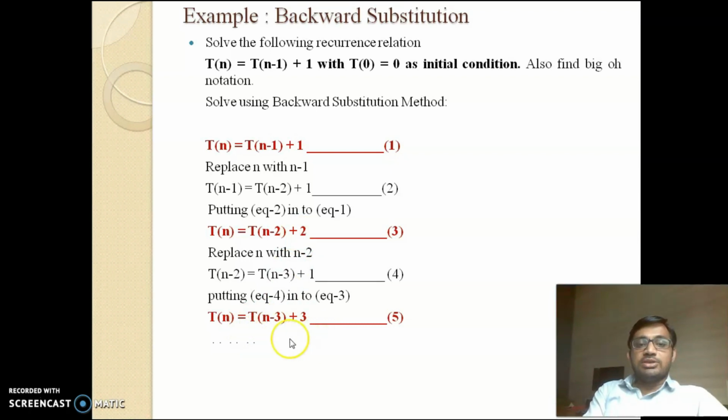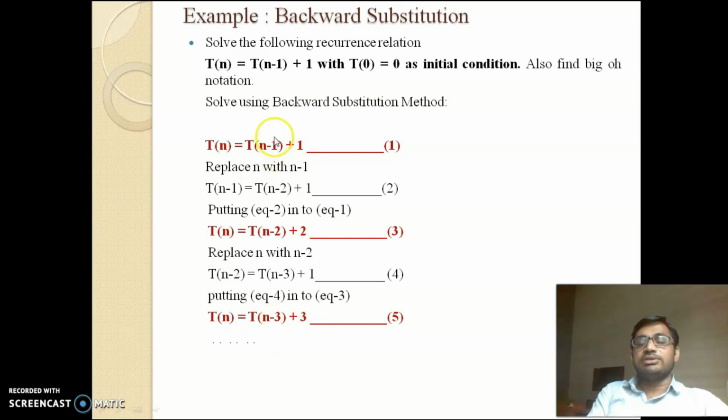Right? So likewise, replace n again with n minus 3, replace n with n minus 4, n minus 5. Every time we can get this kind of equation. Right? Now guess some formula from this answer. Here we are getting T of n is equal to T of n minus 1 plus 1. Here we have T of n is equal to T of n minus 2 plus 2. Here we are getting T of n is equal to T of n minus 3 plus 3. If we get the next value, then we will definitely have T of n is equal to T of n minus 4 plus 4. Then T of n is equal to T of n minus 5 plus 5, like that.